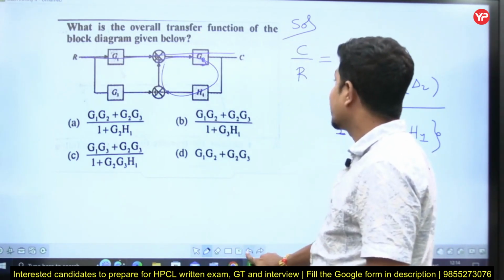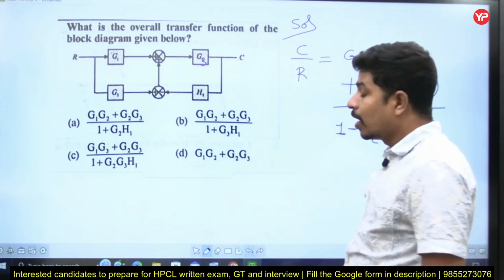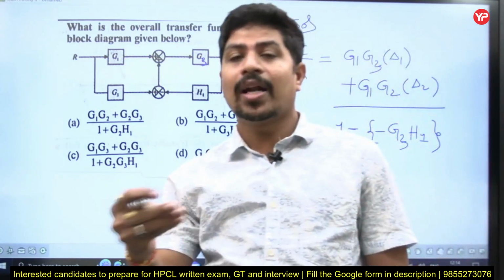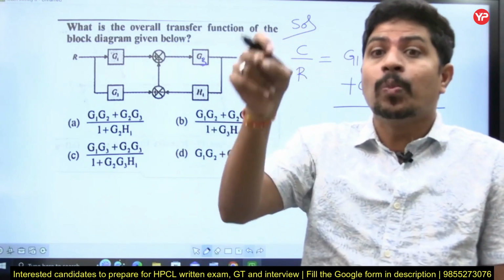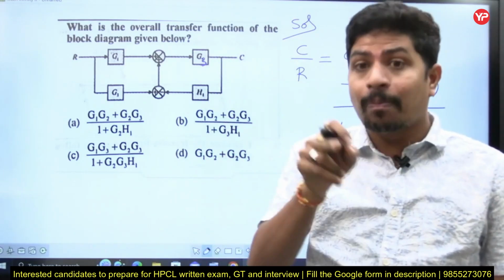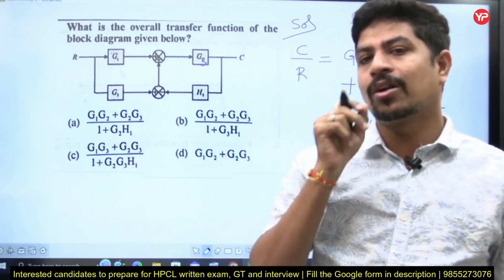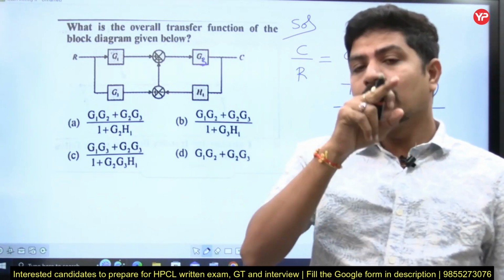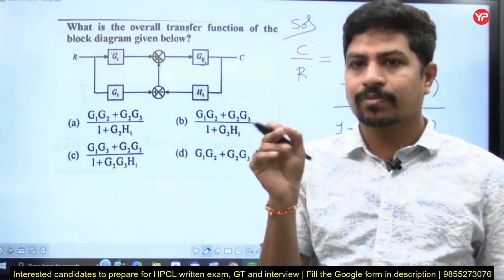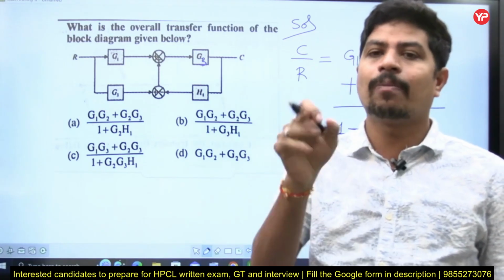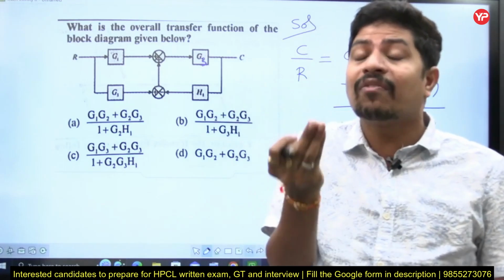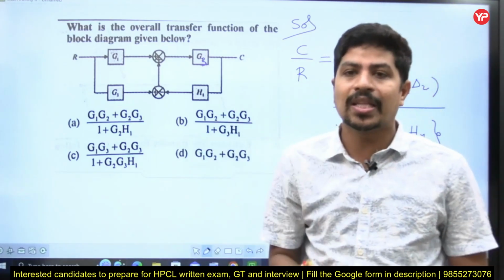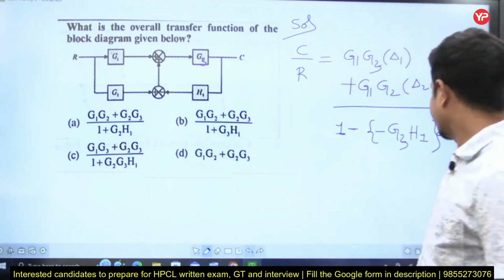Finding delta 1, delta 2 is very easy, but one must have clarity about delta 1 and delta 2. Delta 1, delta 2, delta 3 are the same as delta after removing the loops which are touching the particular forward path. Suppose you are finding delta 2, 2 stands for the second forward path. You choose the second forward path, and remove all the loops which are touching that path. After that you apply the formula of delta, and what you get is called delta 2.